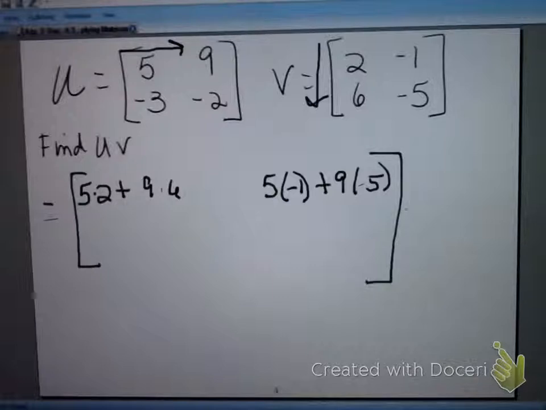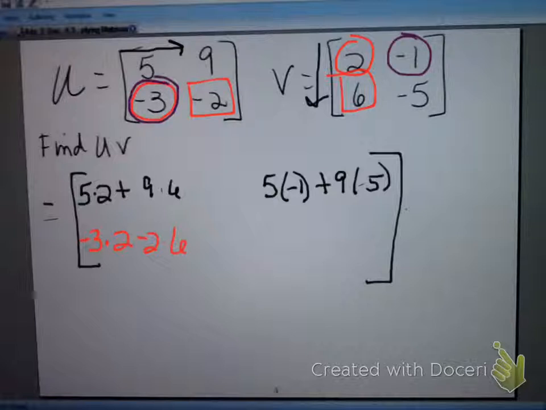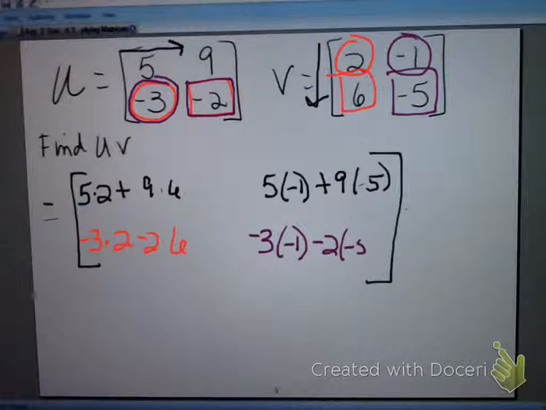Now we're going to multiply row 2 times column 1. So negative 3 times 2. And then we're going to slide across as we slide down. So negative 2 times 6. Now we're going to multiply row 2 times column 2. Negative 3 times a negative 1 plus a negative 2 times a negative 5. We're going to do the arithmetic.